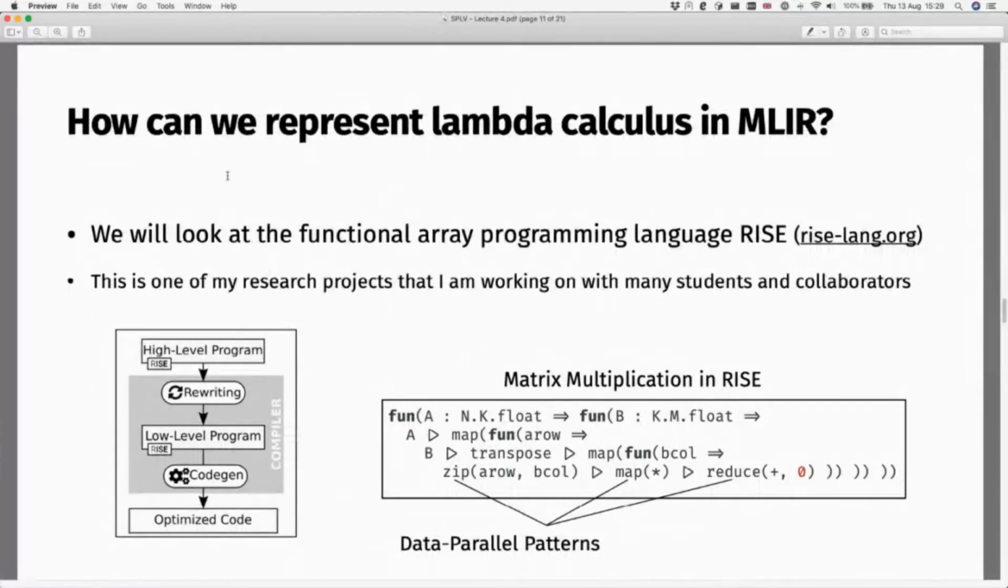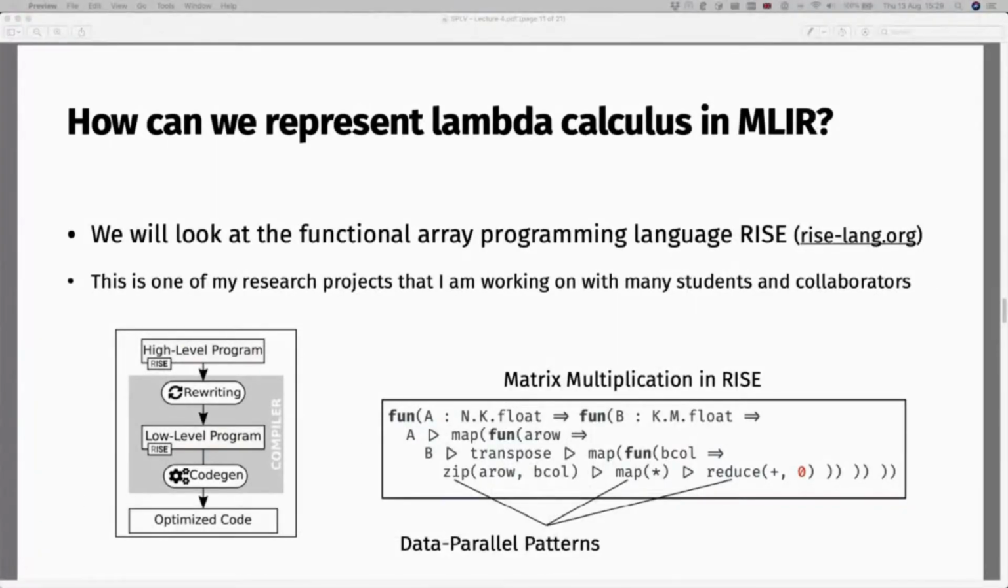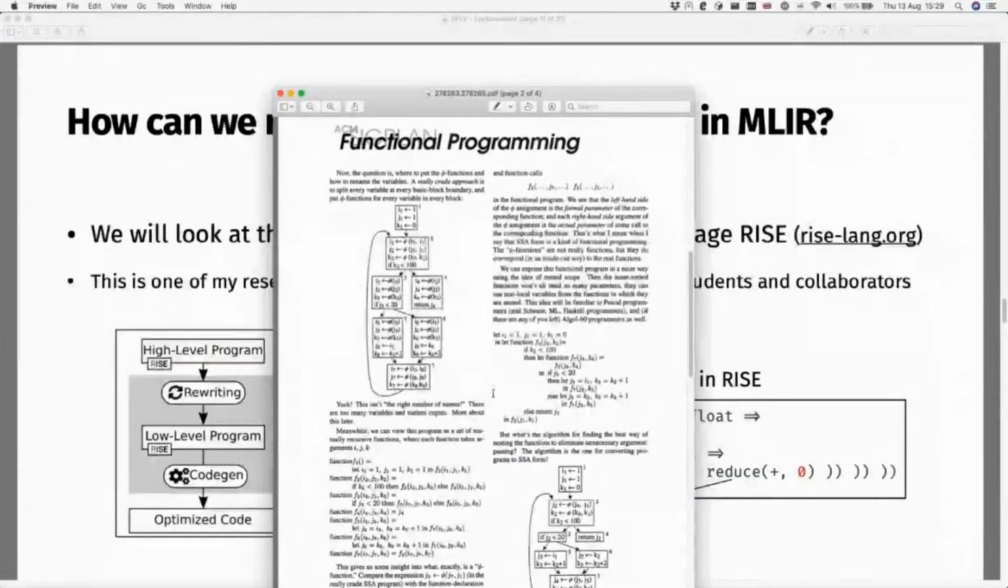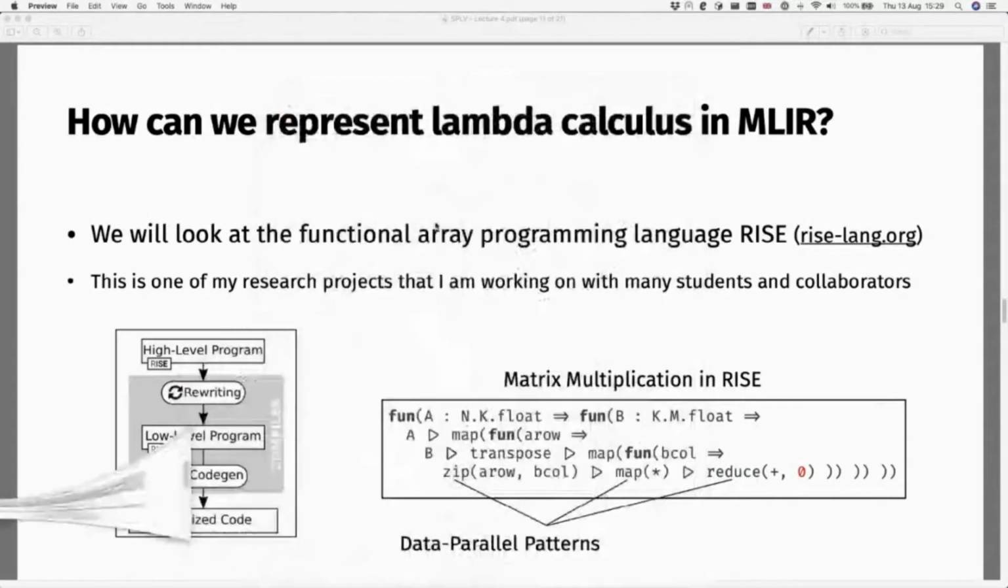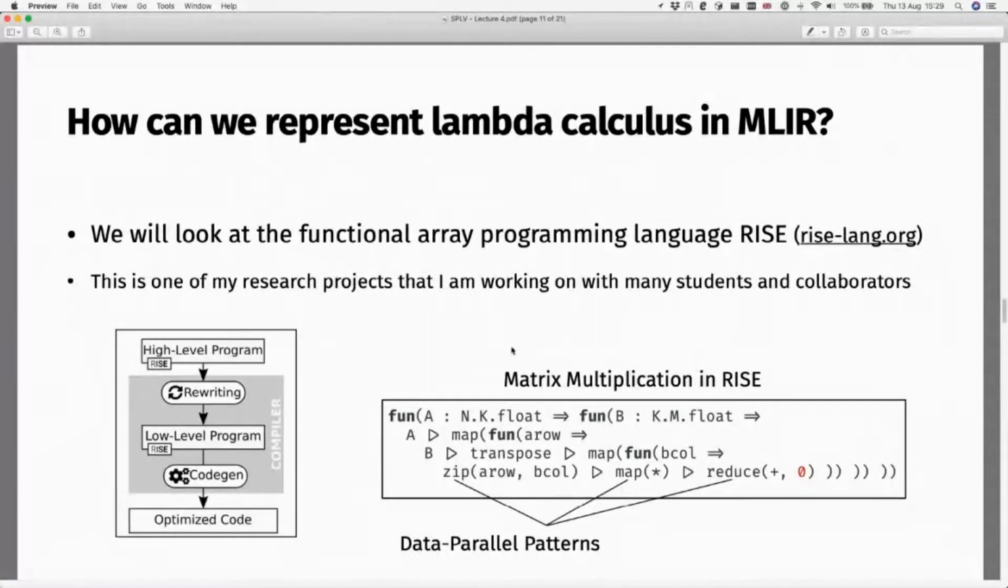And one question you might ask is, well, we talked about functional and imperative, right? How can we represent something like lambda calculus in MLIR, which seems quite obvious, or at least quite straightforward, based on these observations that we have made before, right? So now some functional ideas have gone back into the design of this MLIR, but there is still no lambda, if you'd like, right? So there's no idea of abstract functions that I can pass around or anything like this, okay?